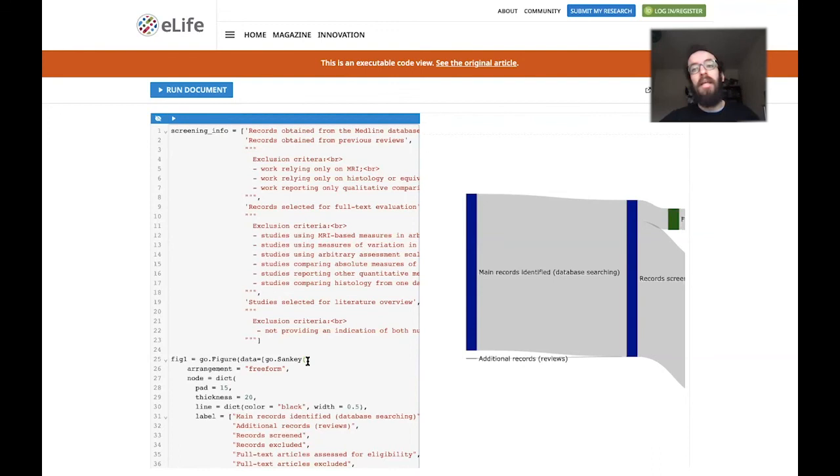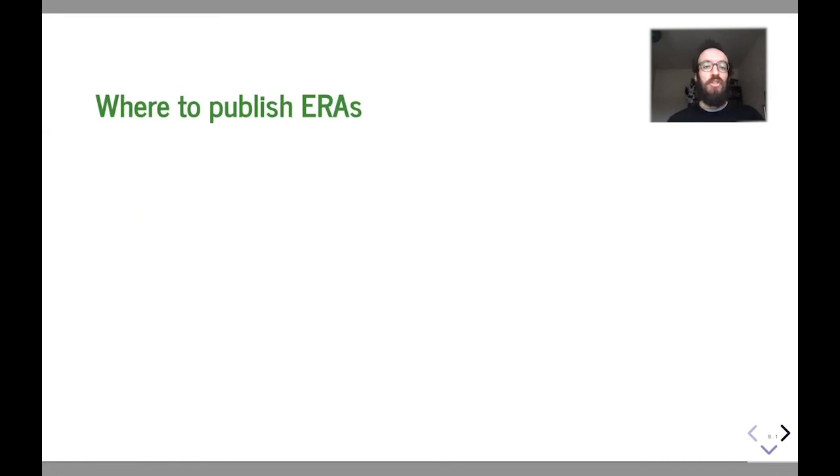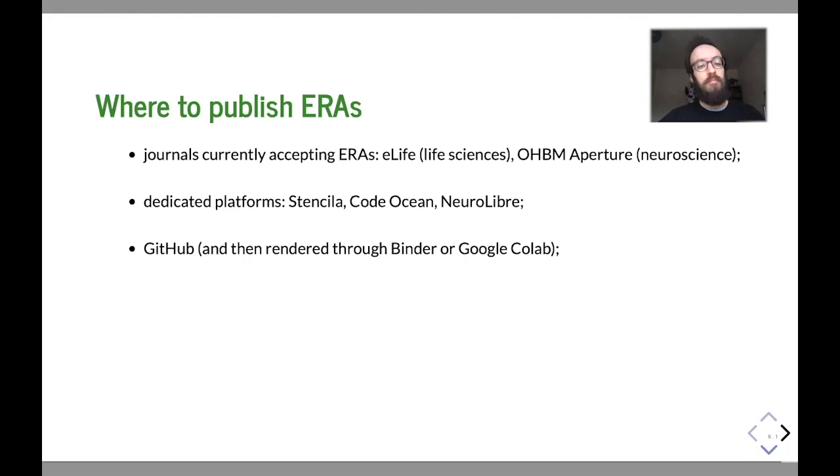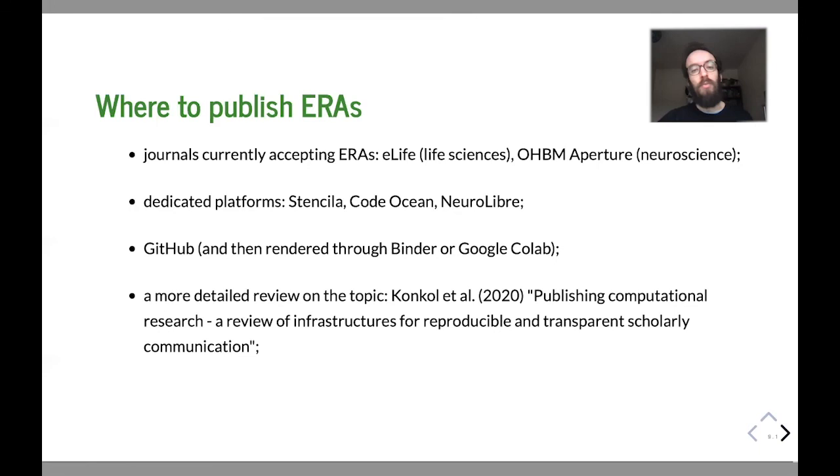So where can you publish these ERAs? Well, in terms of journals, currently eLife and the upcoming OHBM Aperture are publishing them. eLife is in life sciences and OHBM Aperture is in neuroscience. Then there are dedicated platforms such as Stencila, CodeOcean, and the nonprofit NeuroLibre. Stencila in particular is the one that provides the infrastructure to eLife. And finally, you can simply share the notebooks on GitHub as a corollary to a standard journal paper. For a more detailed review, Konkol and colleagues went through the actual ways to share these objects.